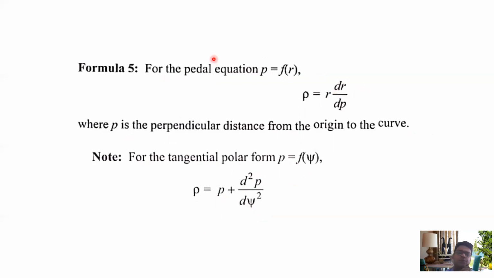I repeat once again. For the pedal form of the equation, p is equal to f(r), then the radius of curvature is rho equal to r dr/dp, where p is the perpendicular distance from the origin to the curve. And note, for the tangential polar form, that is p is equal to f(psi), the radius of curvature is rho equal to p plus d²p/dpsi².